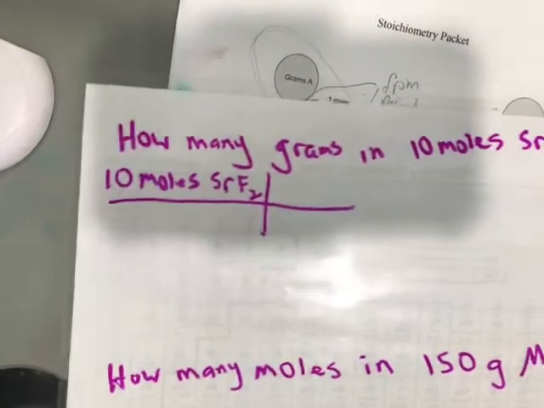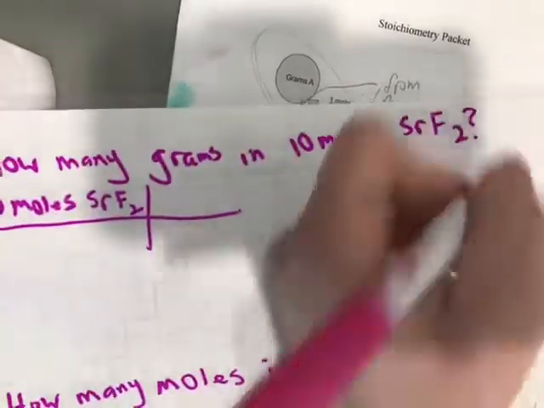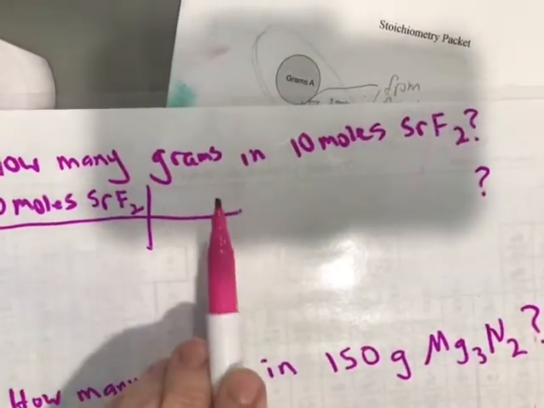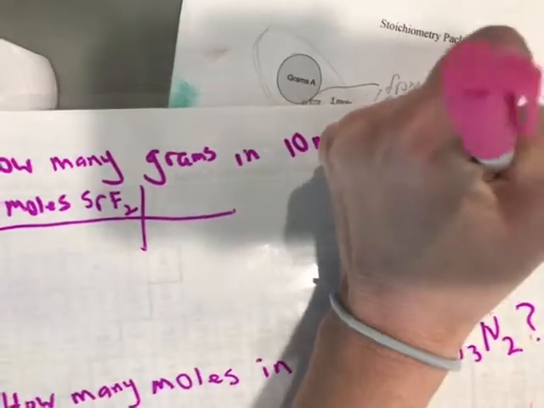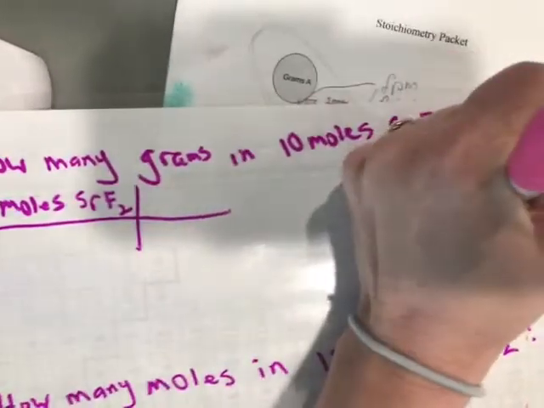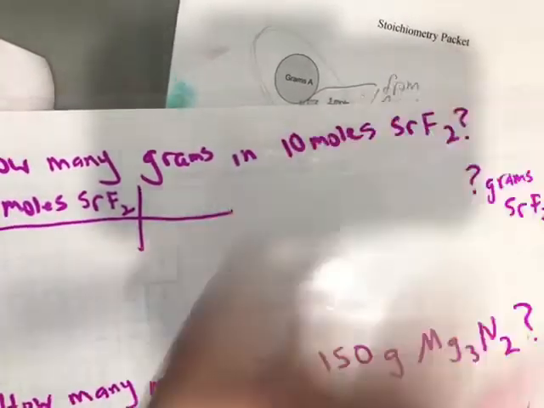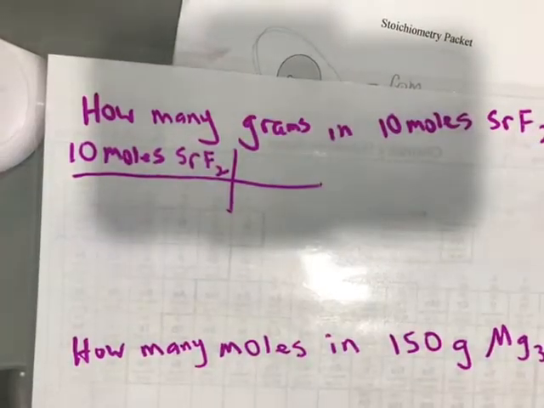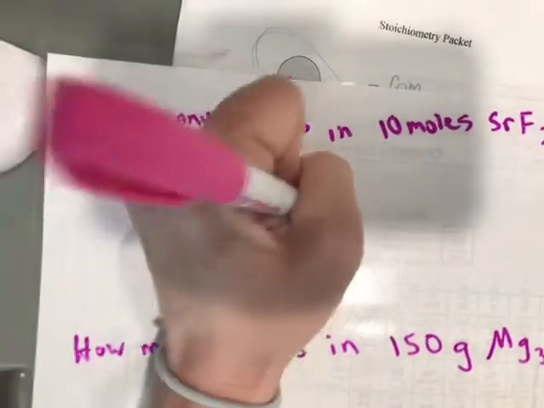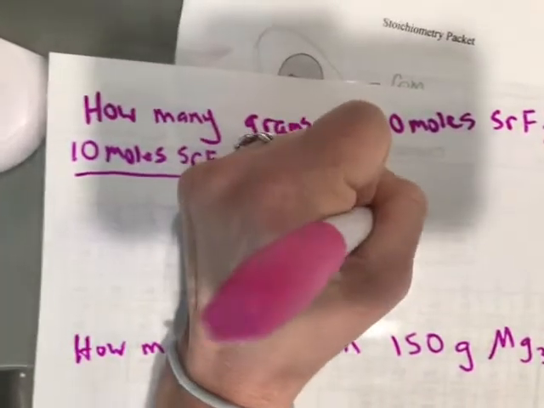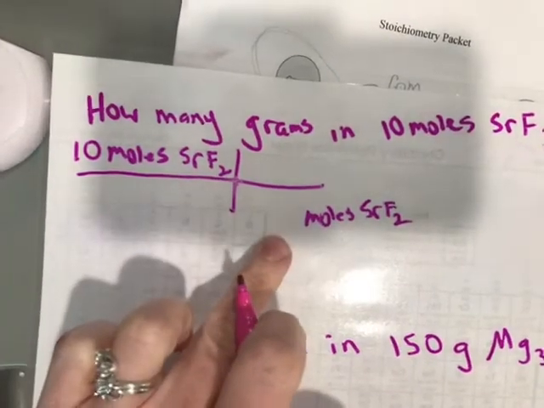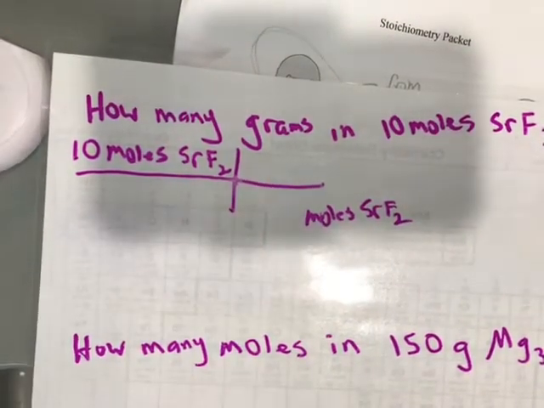Okay. Then, what I have and what I want are always my first two steps. So what I want, it says how many grams. Okay, so that's what I want. How many grams of SrF2? That's my unknown, grams of SrF2. Third step is Snoop Dogg, drop it like it's hot. Moles of strontium fluoride come right here. Notice how I didn't automatically drop numbers, I just automatically drop units.